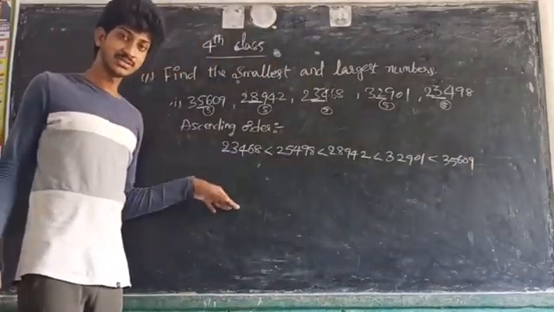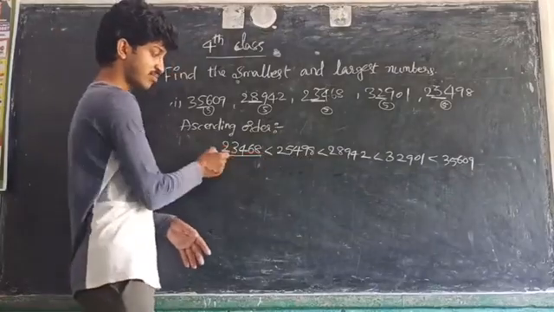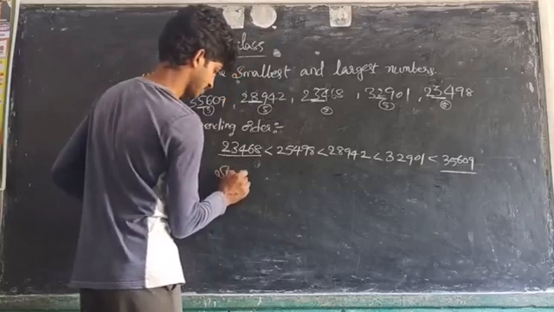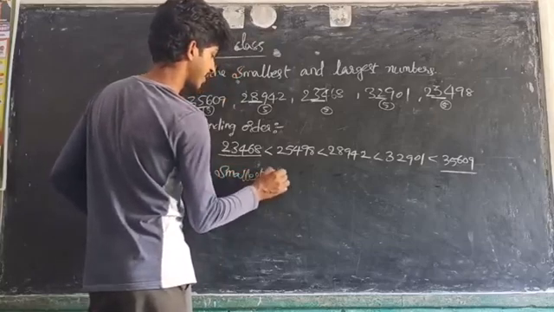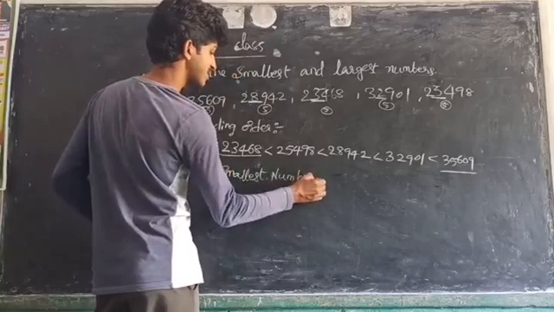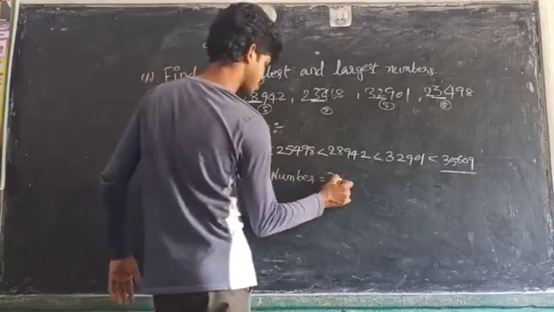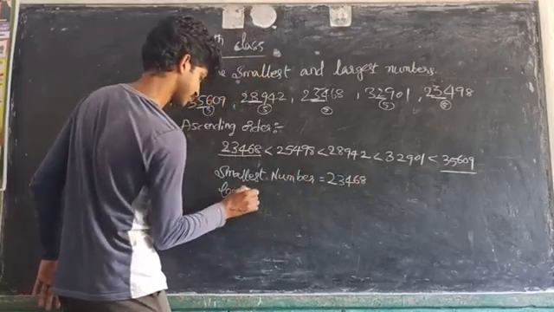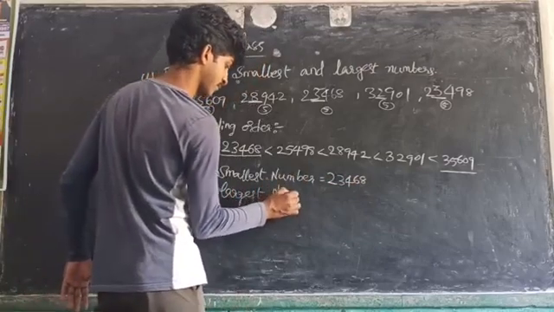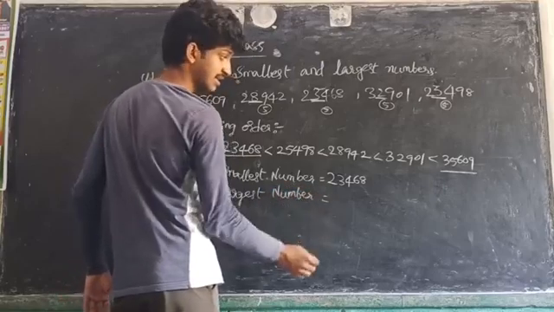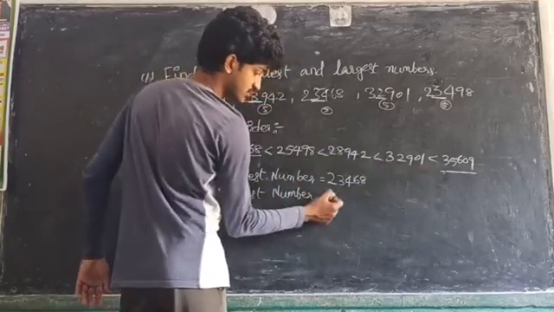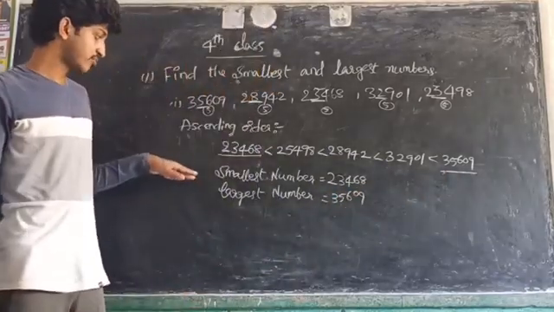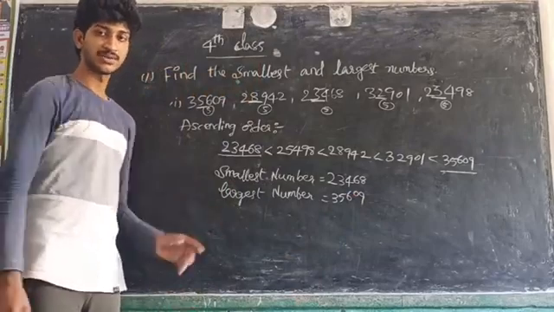So this is the ascending order. What does ascending order mean? From the smallest number to the largest number. The smallest number is the first number in the order, 23,468, and the largest number is the number which is on the last. So 35,609 is the largest number. Like that we have to find the smallest number and the largest number. Okay children?